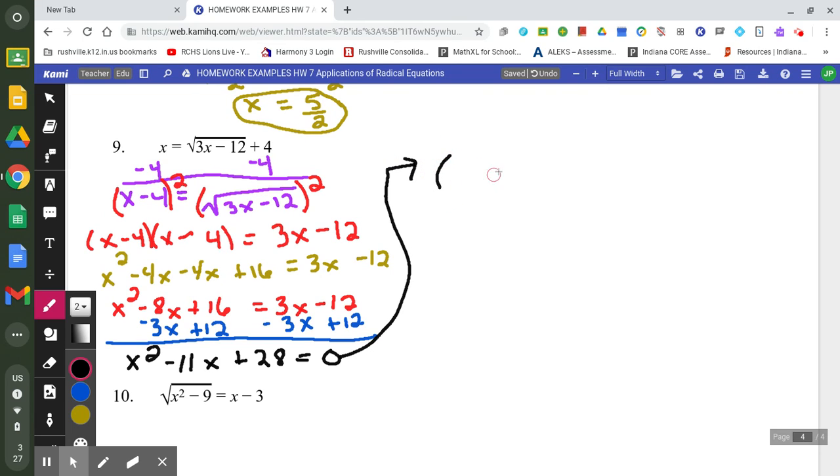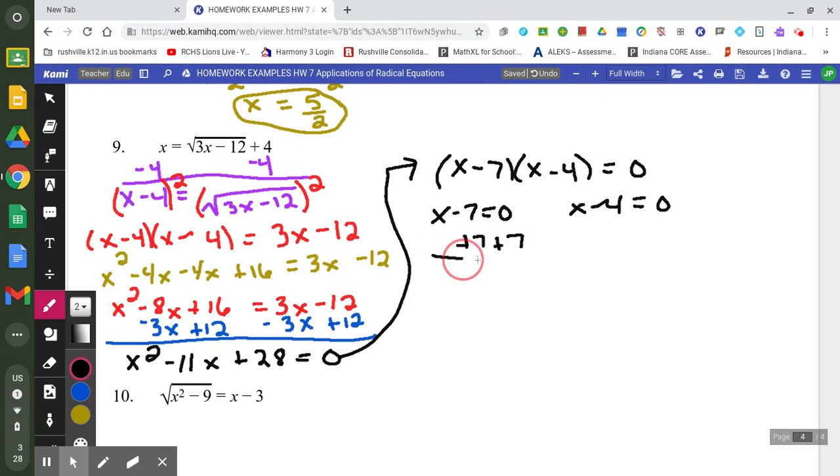So I'm going to factor. So I know that -7 plus -4 give me this -11. But -7 times -4 gives me this +28. So then now I'm just going to set each of these equal to 0. And then solve for x. So my answers are 4 and 7.